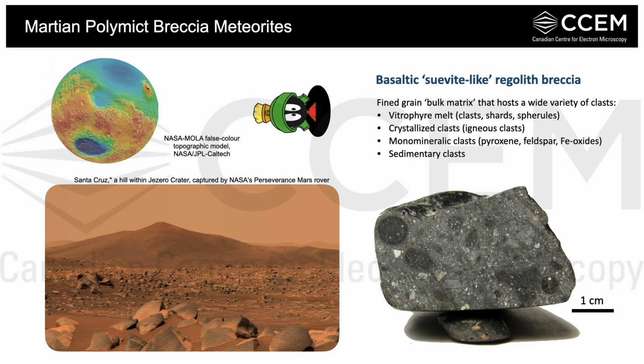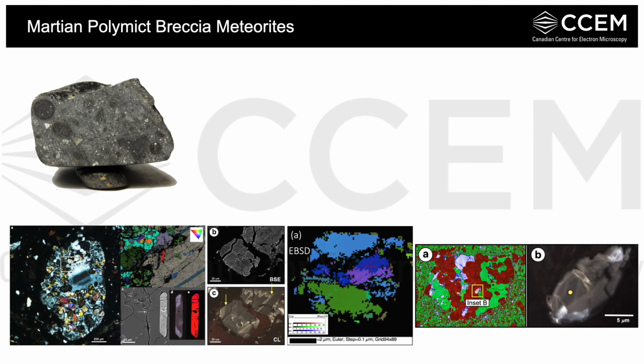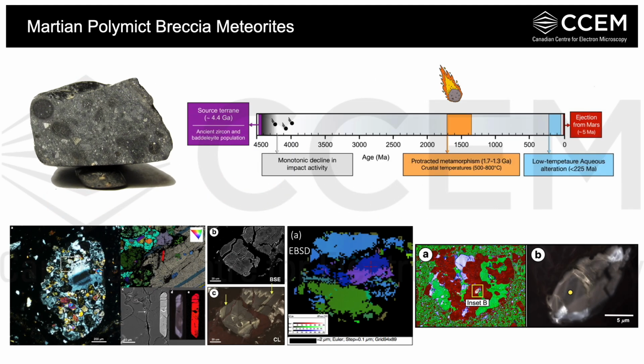And of course, I had to throw in a cool image of the Martian surface taken from the Perseverance rover. So taking a closer look at the meteorite, we observed some of the oldest known planetary zircon and baddeleyite at over 4.4 billion years old. And these grains have shown to record at least two periods of secondary alteration to date.